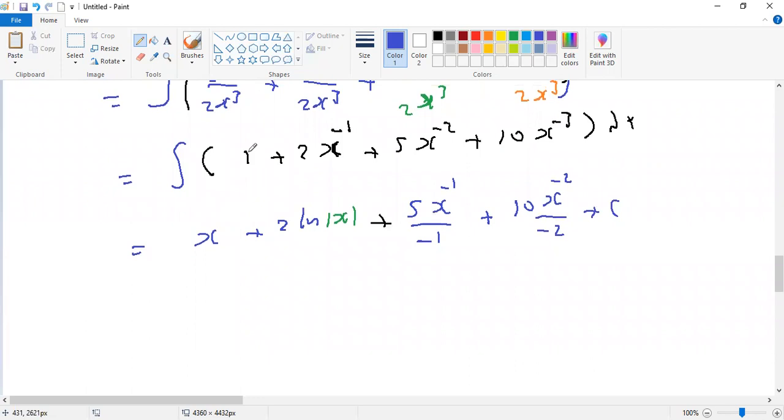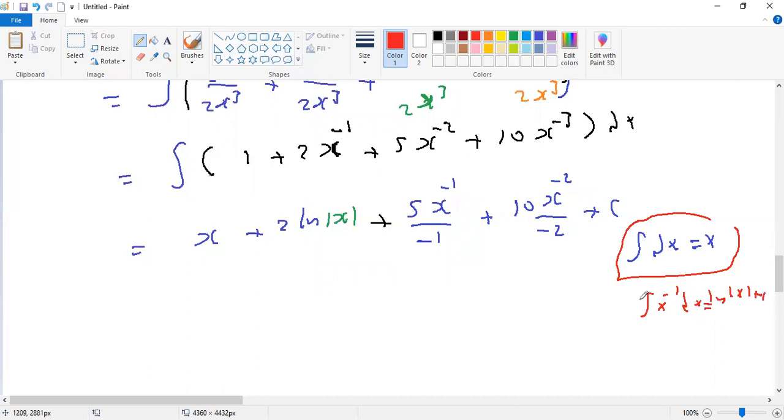Look at this. The integral of 1 dx is x. What about the second one, the integral of x to the power -1? We said it is ln of the absolute value of x plus c. Now this one, the power -2: we add 1 to get -1, and use 1 over n plus 1, with no problem. And this one, we add 1 to -3 to get -2, over -2. We have no problem, plus the constant. This can be rewritten, so this is the main step.